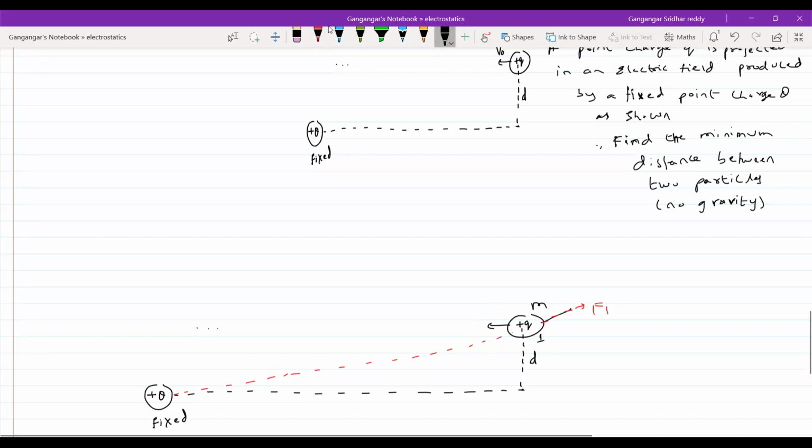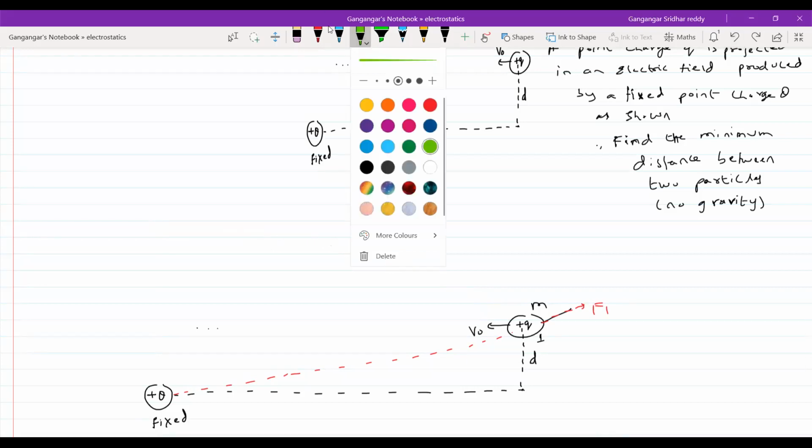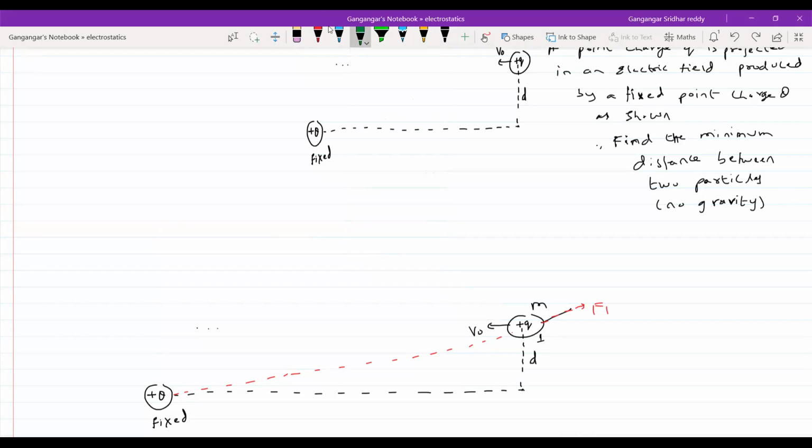So will it move like this? No, it should deviate away from the velocity vector. It should deviate away from the velocity vector. So the path of that will be like this. And this will be the minimum separation.